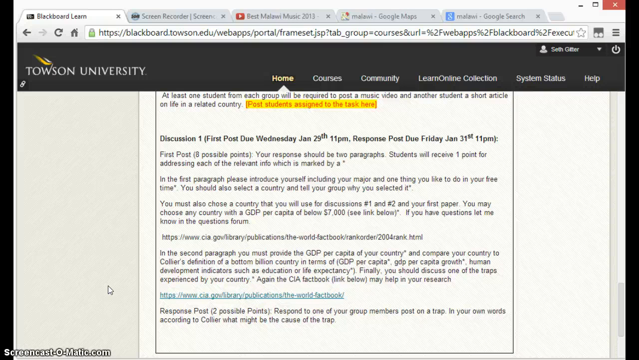Finally, what you're going to do is make a response post to one of the posts that somebody else made and talk about what might have caused that trap. So, if they say that the trap was a civil war, you can talk a little bit about what Collier might think caused that civil war for somebody else.